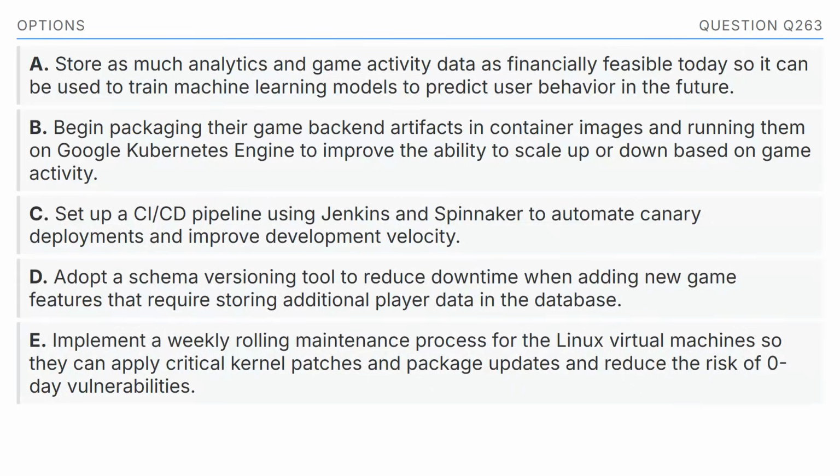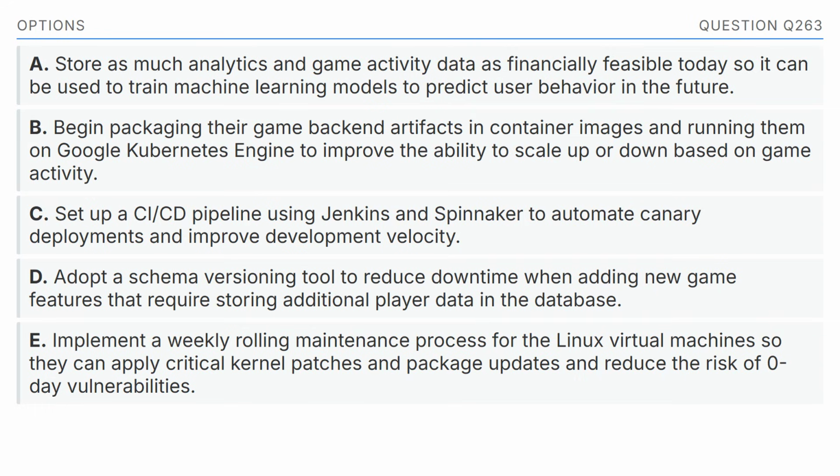The options are: Option A, store as much analytics and game activity data as financially feasible today so it can be used to train machine learning models to predict user behavior in the future. Option B, begin packaging their game backend artifacts in container images and running them on Google Kubernetes Engine to improve the ability to scale up or down based on game activity. Option C, set up a CI/CD pipeline using Jenkins and Spinnaker to automate Canary deployments and improve development velocity.